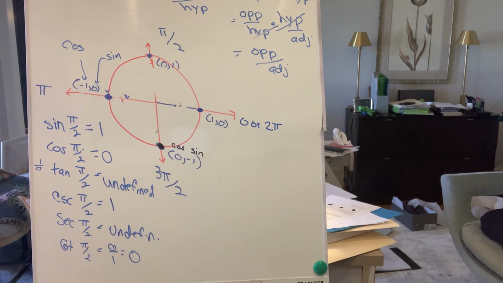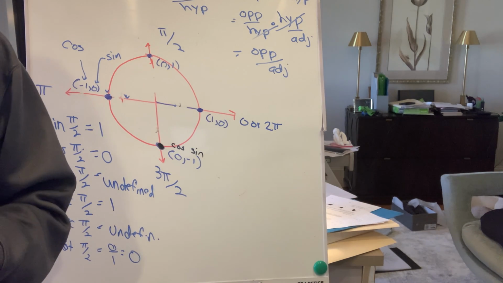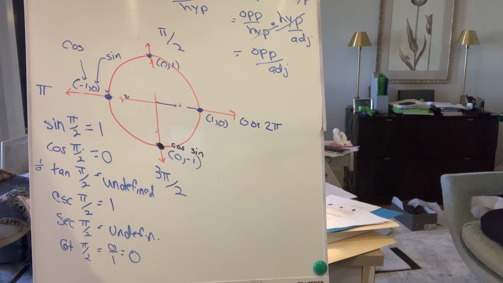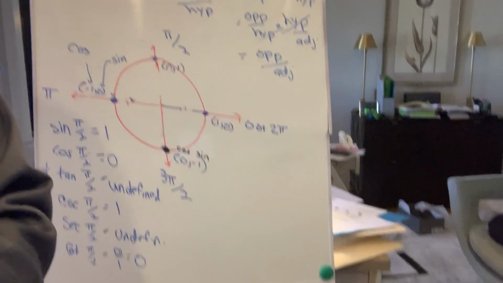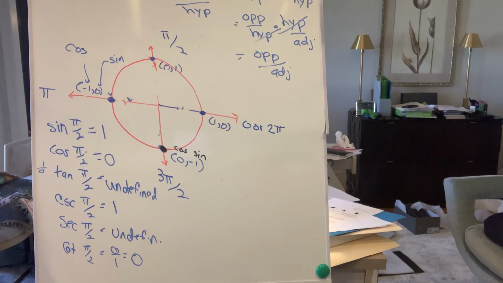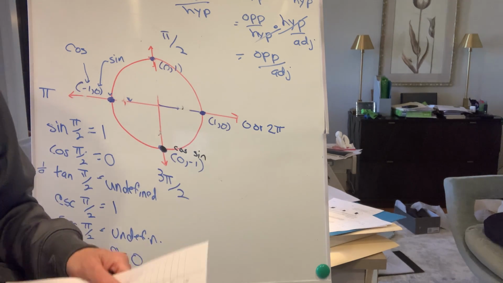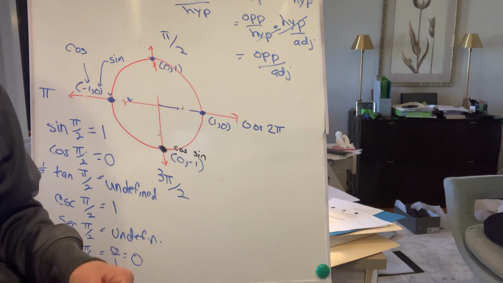Okay? All right, I think I've given you plenty of examples. Your homework is to make a unit circle. I will give directions for that, okay? And to complete a few problems in your book.